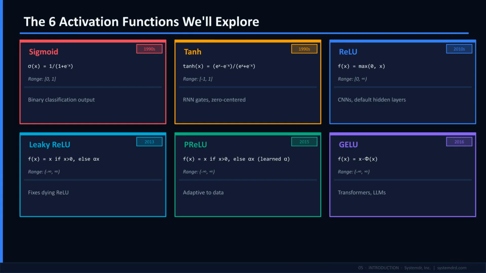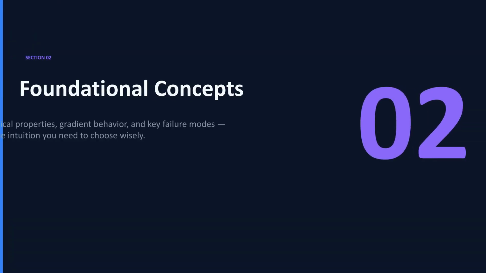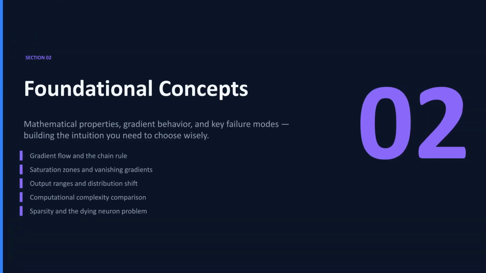We will explore 6 key activation functions spanning decades of deep learning development: Sigmoid, Tanh, the revolutionary ReLU, its variants Leaky ReLU and PReLU, and the modern transformer standard GELU. Section 2 focuses on foundational concepts, including gradient flow, vanishing gradients, output ranges, and computational complexity. This intuition is vital for choosing the right activation.